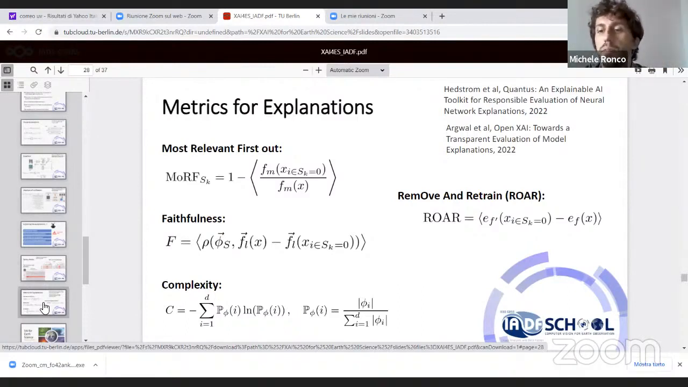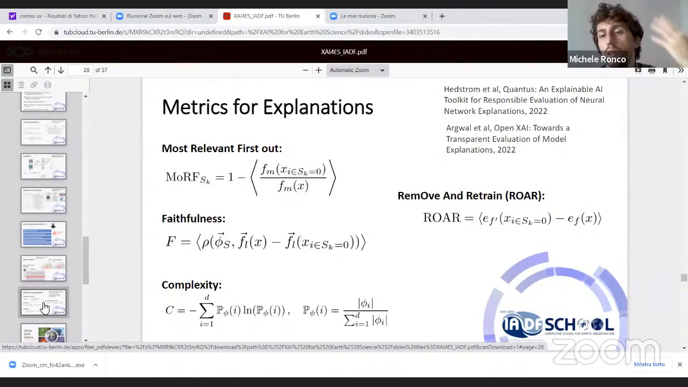And finally, the last metric I want to discuss is remove and retrain, ROAR, which is, of course, from a computational point of view the most expensive, the most costly. What you do in this case is calculate, again, an average difference in the error made by the model when you remove some of the features. But the main difference with respect to other methods like faithfulness or most relevant first out is that in this case you have to retrain the model each time. So what you do is change the input data by removing some of the important features, again setting them to zero or some other neutral value, and retrain a model on this perturbed dataset. And what you calculate is then the average test error of this new model, which has been trained on this modified input data, and calculate this average difference in the error.